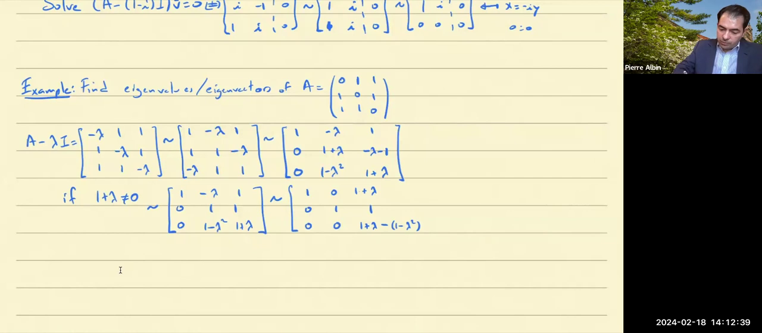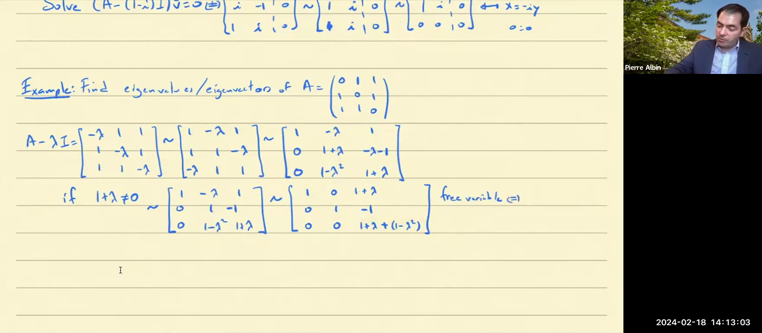Now, except I don't, because this was a minus 1. This was a minus 1, so that should be a plus. Okay, so in this case, we see that there's a free variable. Notice that this is a pivot, this is a pivot, and this may or may not be a pivot, right? If it's a pivot, then I don't have any free variables. So I want it to be 0 in order to have a free variable.